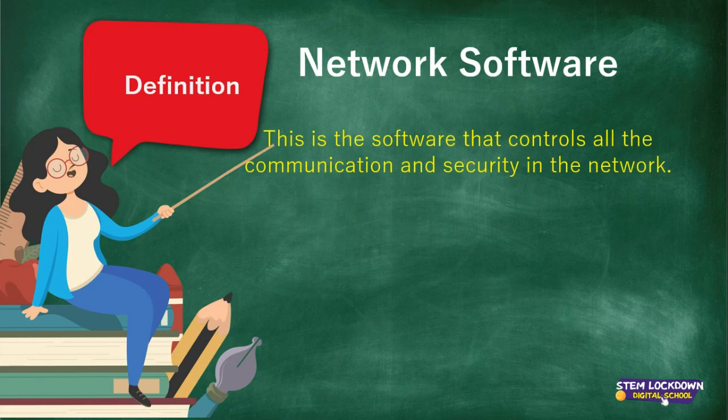All right, so the network software is the software that controls all the communication and security in a network. Remember what software does: the job of the software is to control the hardware. If you remember from your grade 10 studies, the basic job of software is to control how hardware should function. So similarly, the software used in a network is basically for making sure that the communication between hardware devices occurs. And it should also provide some level of security.